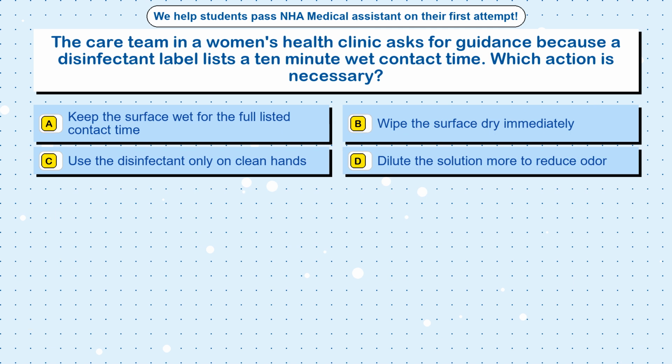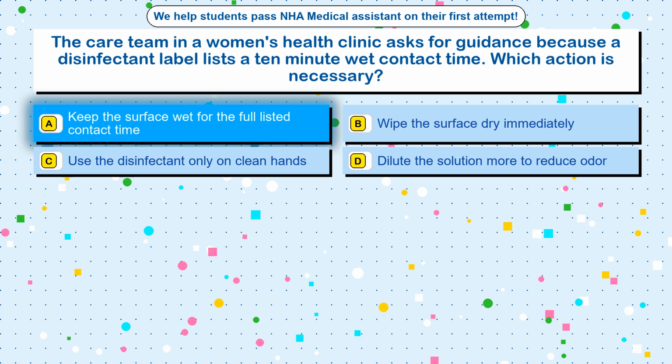Question 2. The care team in a women's health clinic asks for guidance because a disinfectant label lists a 10-minute wet contact time. Which action is necessary? Option A. Keep the surface wet for the full listed contact time. Option B. Wipe the surface dry immediately. Option C. Use the disinfectant only on clean hands. Option D. Dilute the solution more to reduce odor.